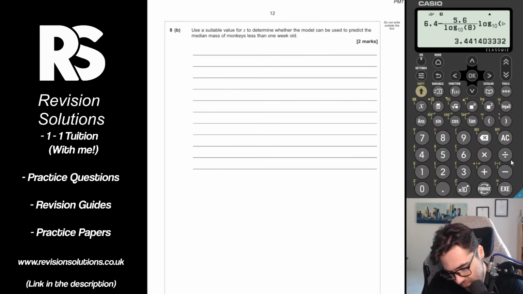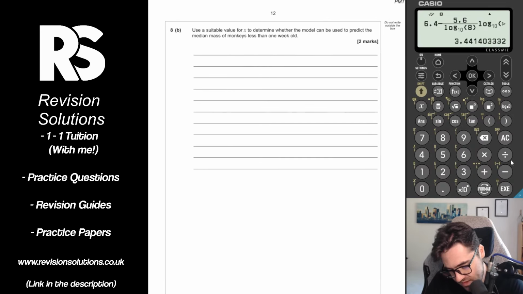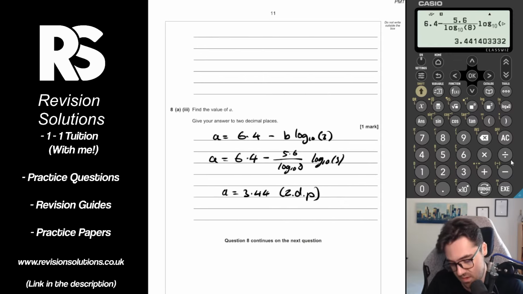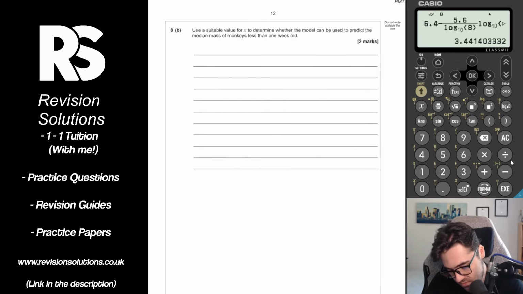So if we want to predict something less than 1 week old, let's say there's 4 weeks in every month. So if x equals 1 is 1 whole month, we're going to need x equals a quarter to have less than 1 week. So let's go slightly smaller than a quarter. Let's go for a fifth. So x equals a fifth, or 0.2.